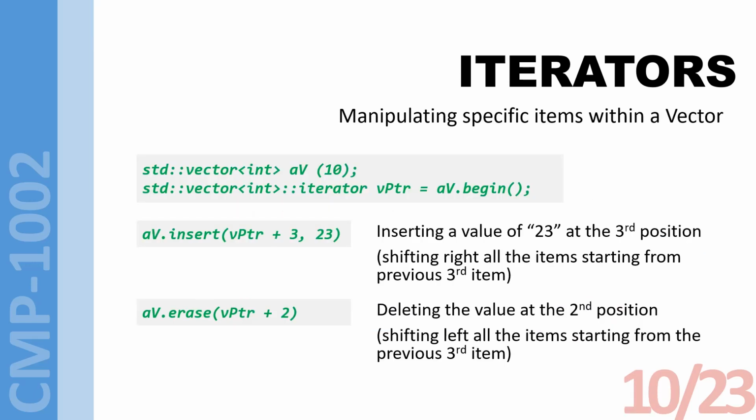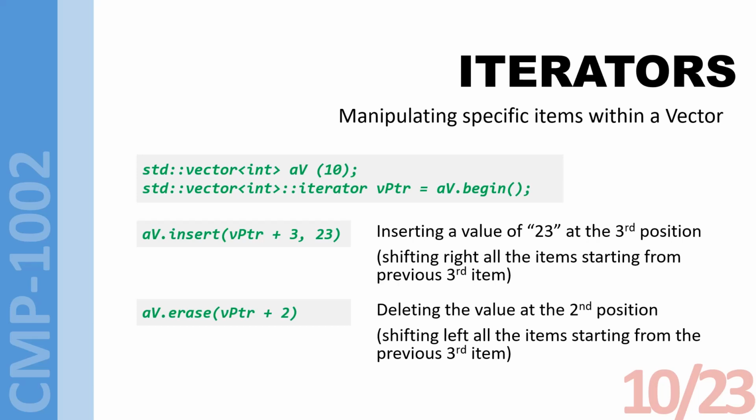We mentioned that push_back and pop_back are not the only functions that allow you to add and remove things out of a vector. The two more generic, more flexible alternatives are the insert function and the erase function. So assume that we have such a vector having 10 elements at the beginning, and then we have an iterator called vptr, which is initially referring to av.begin.